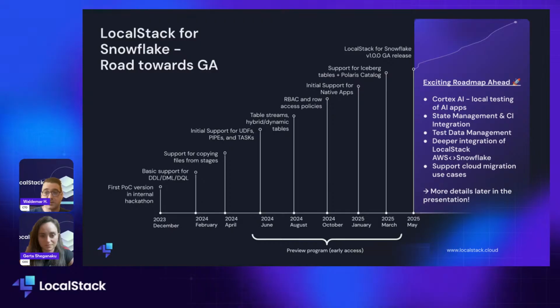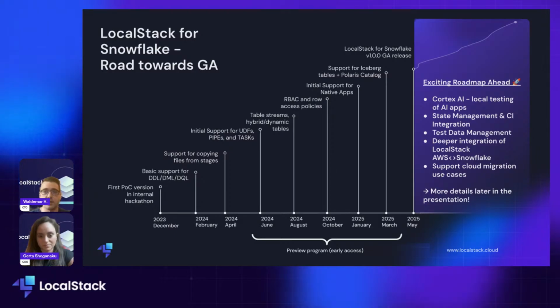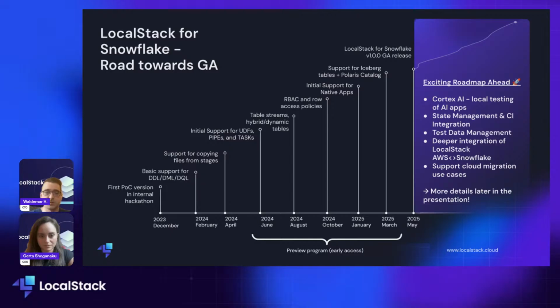Okay. There's an exciting roadmap ahead. We'll also get more into that towards the end of the presentation. But now that we've put out a pretty solid base product, there's various directions we're going to be taking this. So Cortex AI, for example, is a very exciting area where Snowflake is investing a lot in AI, and giving you local testing of AI applications is something that's up and coming. State management and CI integration, we'll talk a bit more about this, test data management, and also deeper integration between the multiple products that we're now creating, with AWS and Snowflake, leveraging the synergies and integrations between those two platforms. So a lot of exciting up and coming features in LocalStack more broadly.